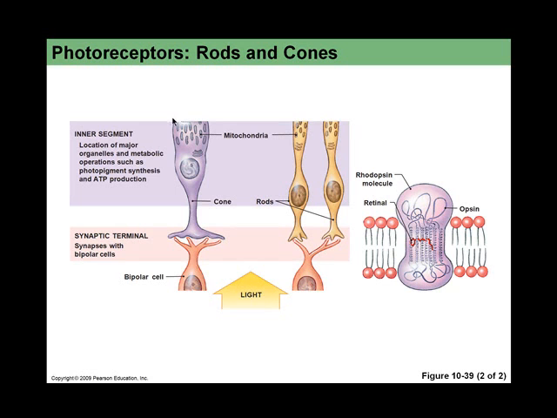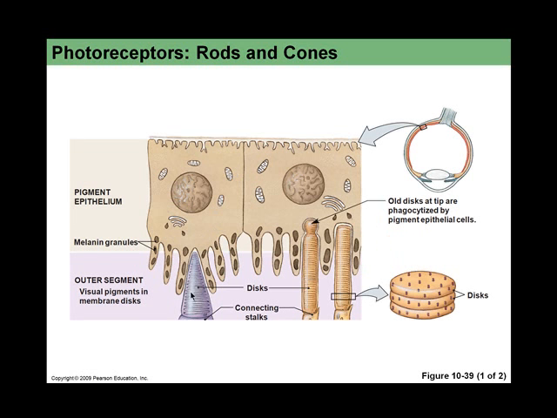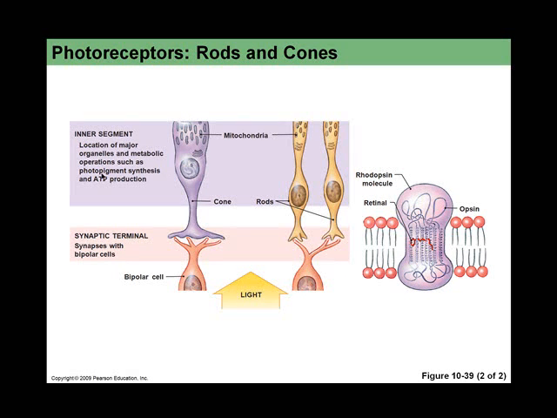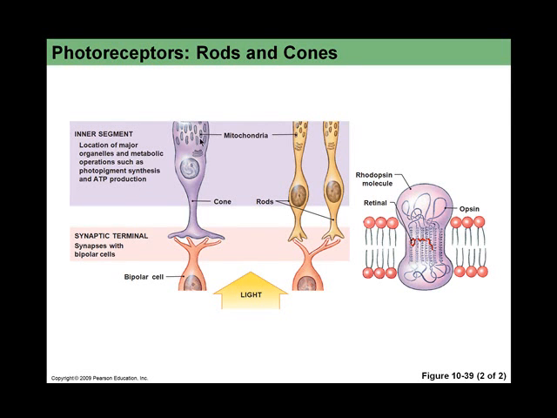So now, as we come from the outer segment to the inner segment of the receptor cells, this is where we've got all the major organelles and metabolic operations, such as the synthesis of the photopigment and the ATP production from the mitochondria. So we get the DNA and the RNA, and the ER, the Golgi, the mitochondria, all to maintain all these parts of the cell, the inner segment, but as well the outer segment. So they're very busy little buggers.